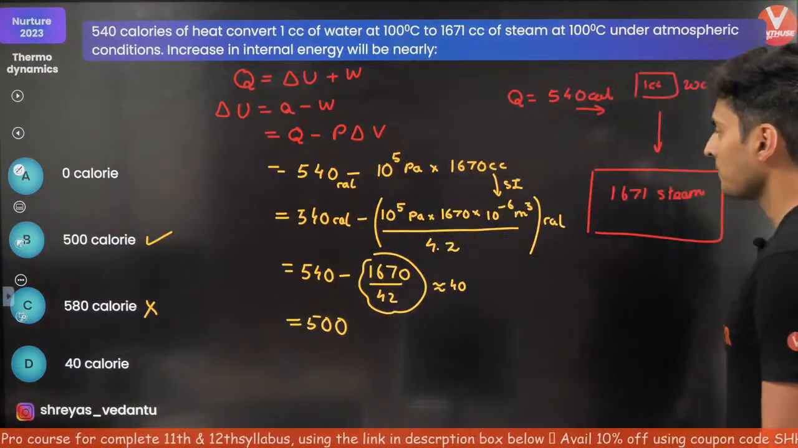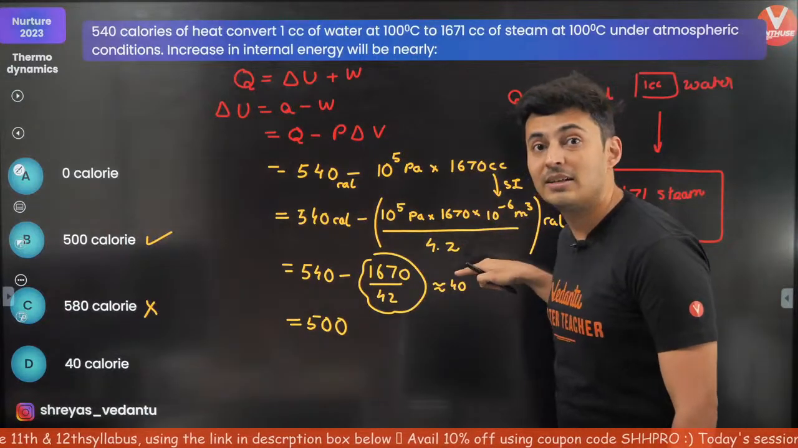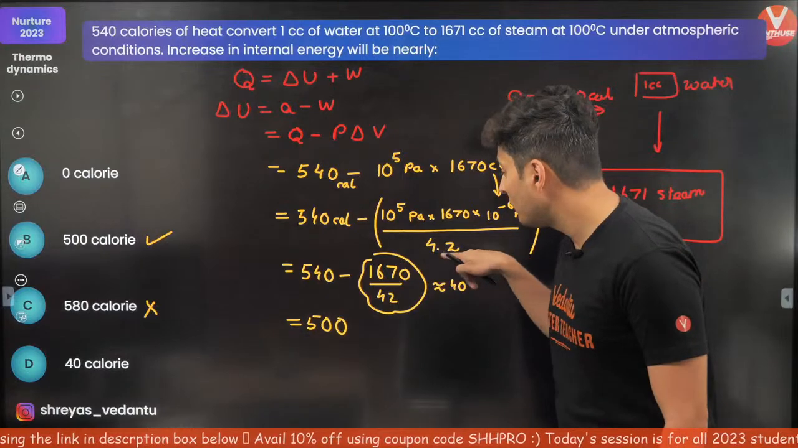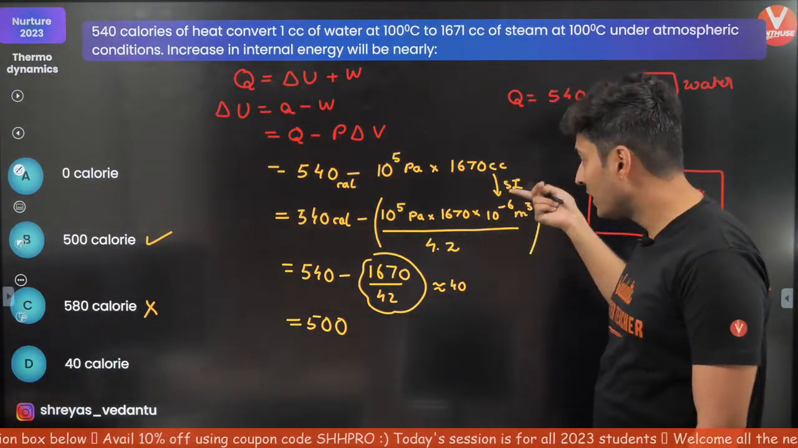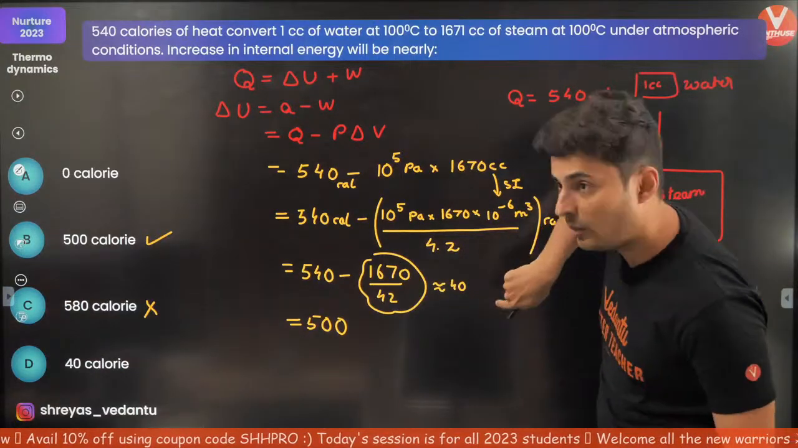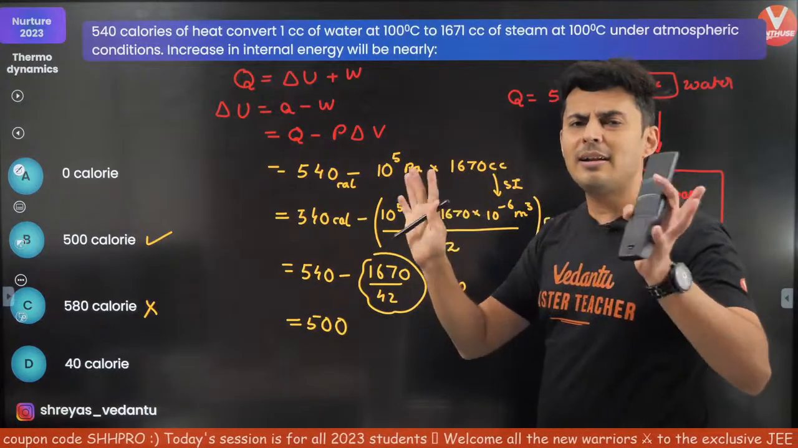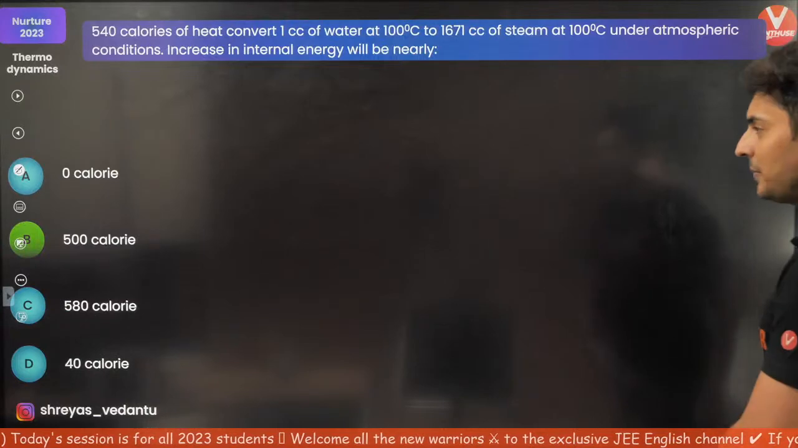Yes, it was 10 to the power minus 1, but when 10 to the power minus 1 goes down, what will happen? It will become 10, right? So the decimal will go away. So that 4.2 will become 42 because of that 10 to the power minus 1 on the top becoming 10 below. So that's why 42. So that's why 1670 by 42, roughly 40. I hope this is clear.